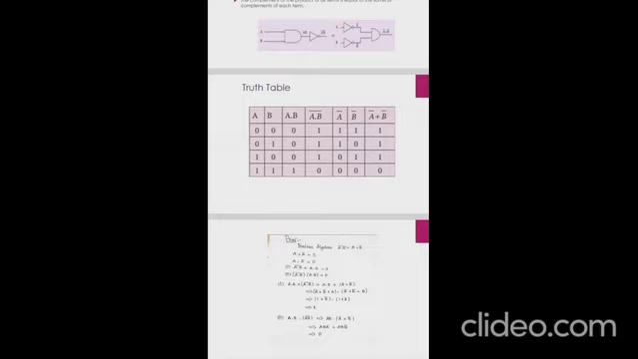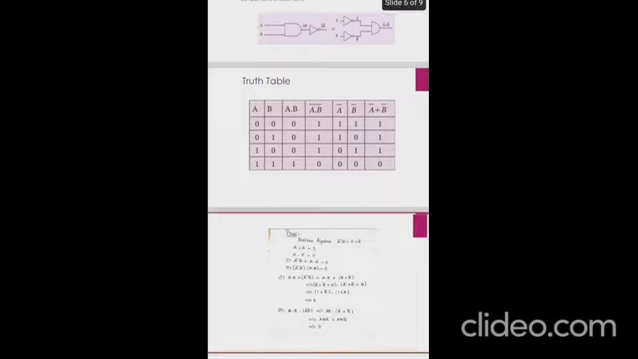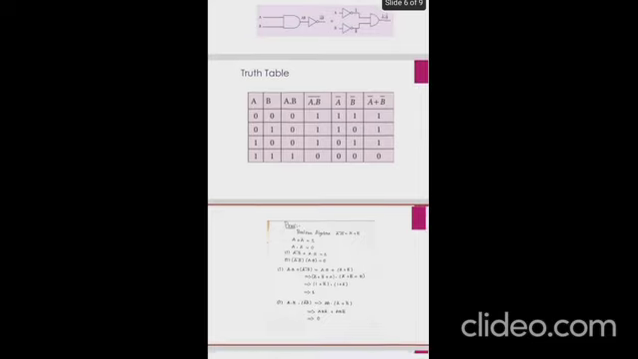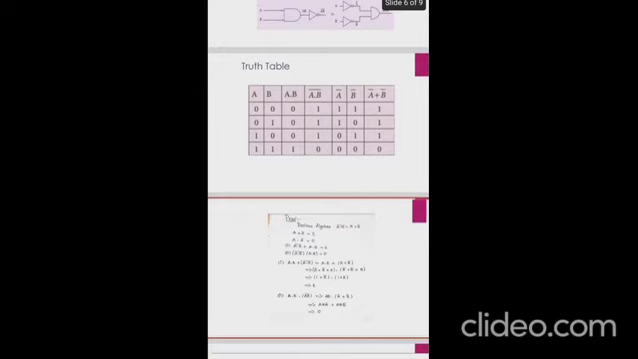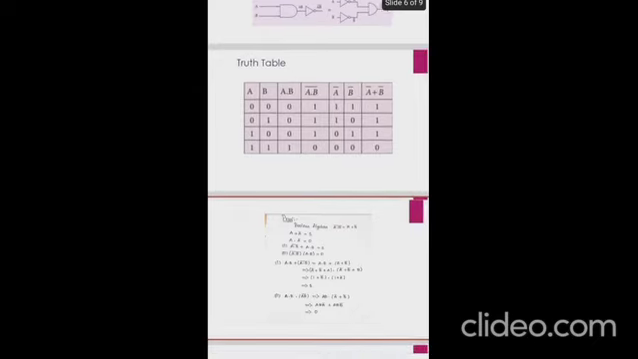So next we are going to prove De Morgan's second theorem by using Boolean algebra. Here in Boolean algebra, A plus A bar equals 1, A dot A bar equals 0. Consider A as A dot B.